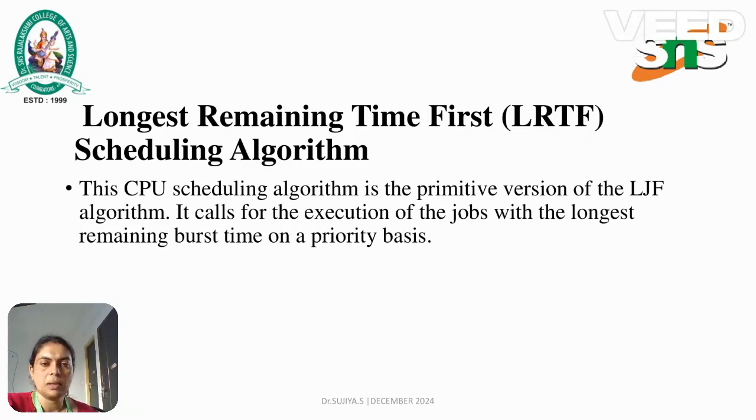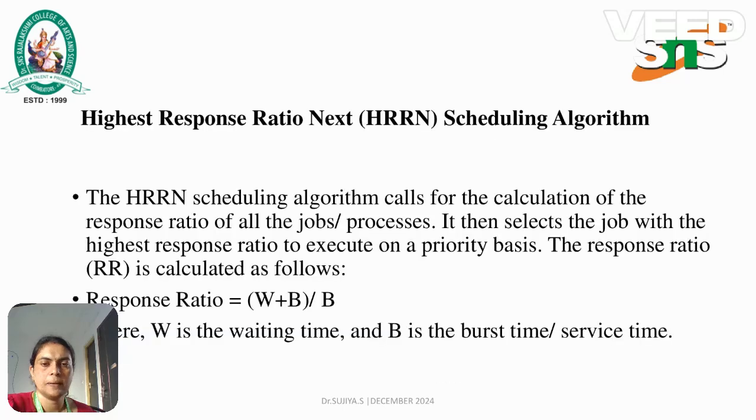Next is the longest remaining time first scheduling algorithm, which is the preemptive version of the LJF algorithm. It calls for the execution of the job with the longest remaining burst time on a priority basis. Next is the highest response ratio next scheduling algorithm, which calculates the response ratios of all job processes. It then selects the job with the higher response ratio to execute on a priority basis. The response ratio is calculated with the formula using the waiting time, the burst time, and the service time.